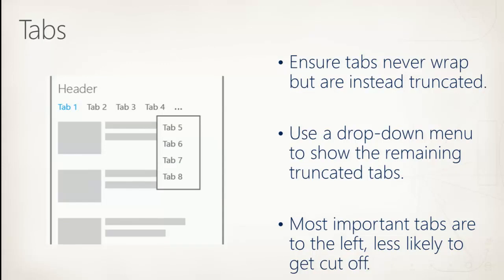So we're starting off with the tab pattern, which you saw on the Twitter and Wikipedia apps. And again, you're going to want to make sure that the tabs don't wrap around, just truncate them with the ellipsis, and you can have a drop-down menu to get to those tabs and keep the most important stuff to the left.